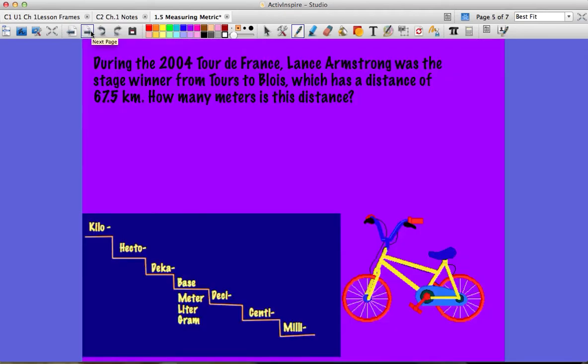All right, now we have a word problem, so you know what that means. We need to take out our highlighters and highlight the important information, so that way we can go ahead and solve this problem. So during the 2004 Tour de France, Lance Armstrong was the stage winner from Tours to Blois, which has a distance of 67 5/10 kilometers. How many meters is this distance? So go ahead and pause and highlight the important information. You can go ahead and try the problem, and when we come back, we'll go over your answer.